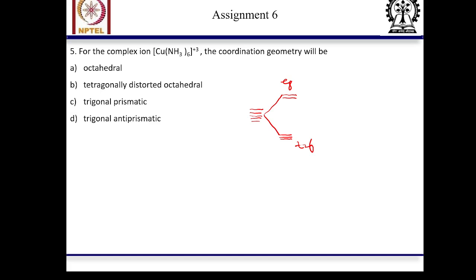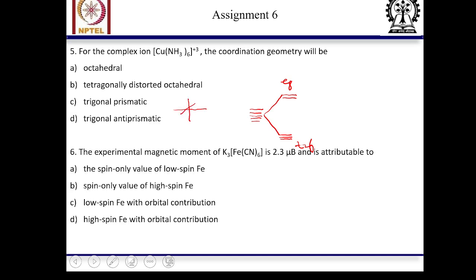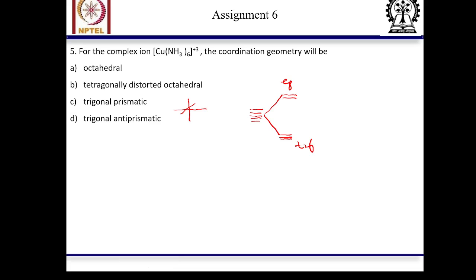In octahedral geometry, the two trans ligands either move towards or away from the metal, and thus the resulting complex is considered to be distorted. So suppose this is your octahedral. Now if these two trans ligands along the z direction either move towards the metal ion or move away from it, the complex will be distorted. Suppose I give the bond lengths a, b and c: a is equal to b, not equal to c. So this is a tetragonally distorted octahedral.